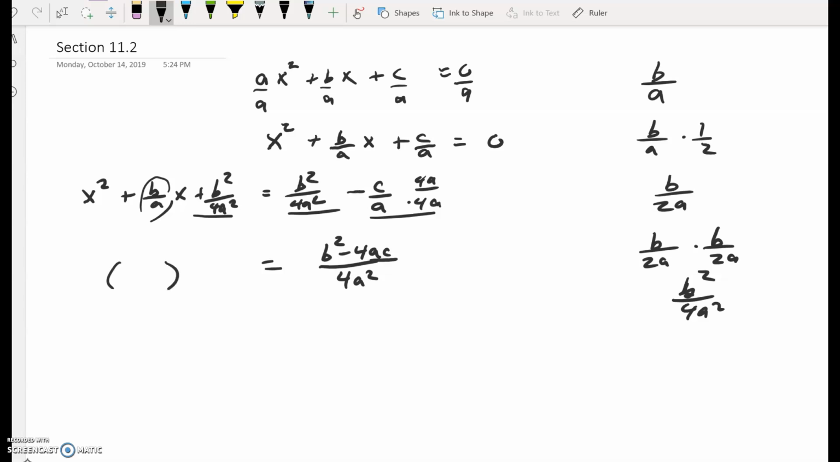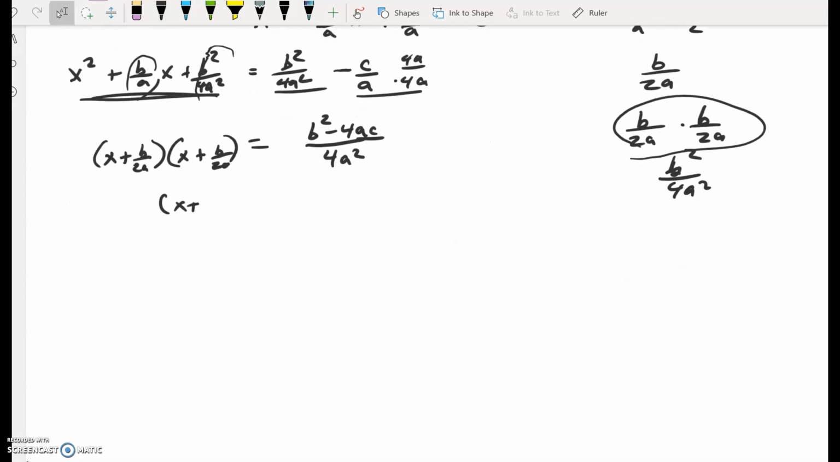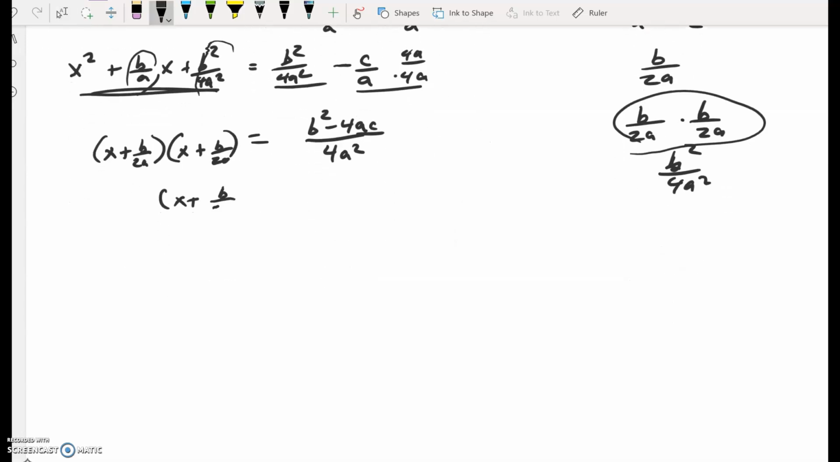On the left-hand side, hopefully we made this be a perfect square, so we're going to factor it. Factoring this looks horrible, but it's not, because we know where this came from. It came from b over 2a times b over 2a. So we have x plus b over 2a squared equals, and then we have this mess over here.